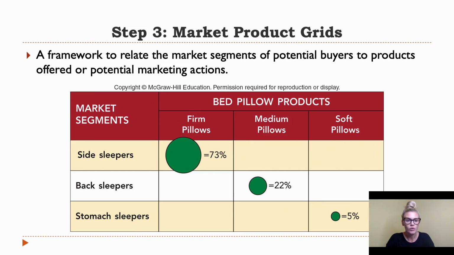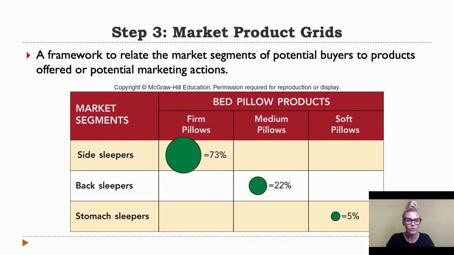Then in step 3, we're going to formulate a market product grid. So here, this creates a framework to relate market segments of potential buyers to the products that are offered or the potential marketing actions that will be taken. Okay, so let's think about this for a second. We can use segmenting to relate our market segments of potential buyers to the products that are being offered.